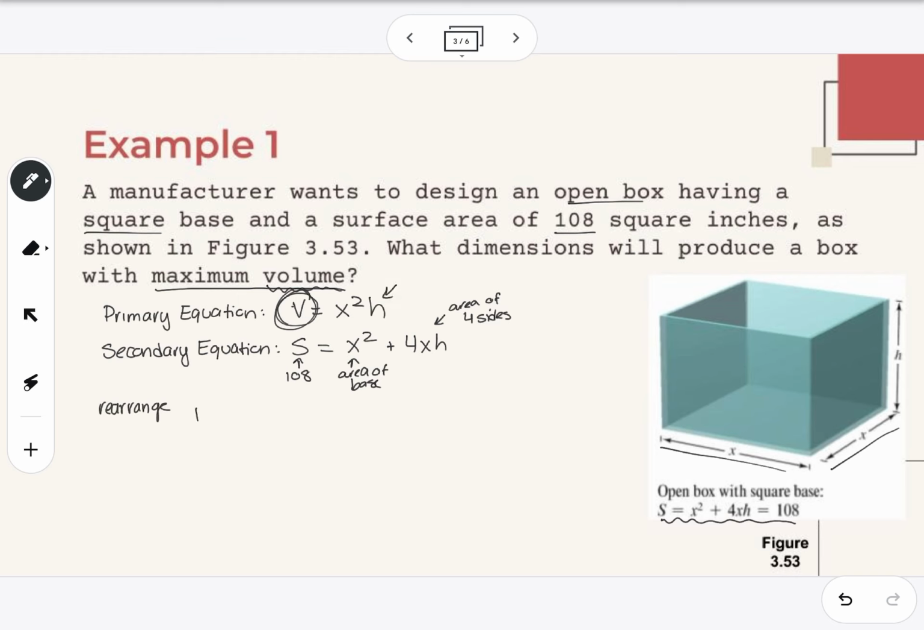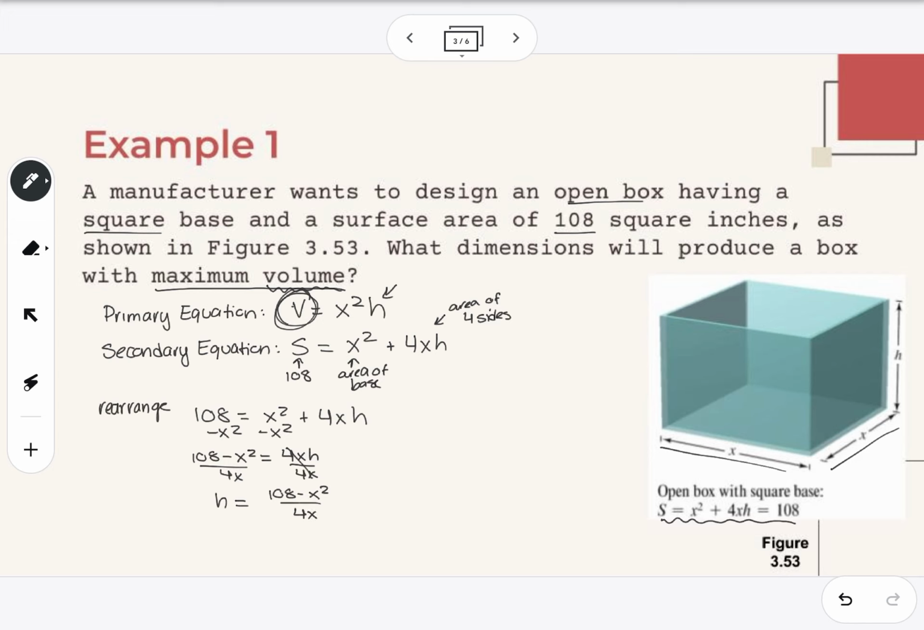Okay, so rearrange, I have 108 equals x squared plus 4xh, and I want to get h by itself. I'm going to start by subtracting the x squared from both sides. So I have 108 minus x squared equals 4xh, divide by 4x. Okay, that's going to cancel out over here. I'm left with h equals 108 minus x squared all over 4x.